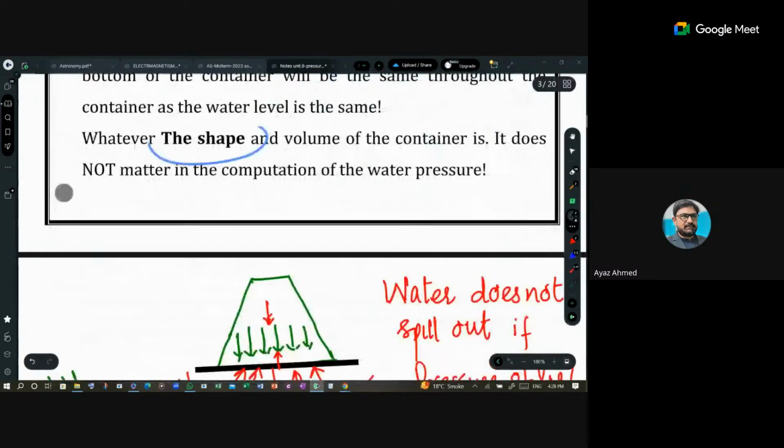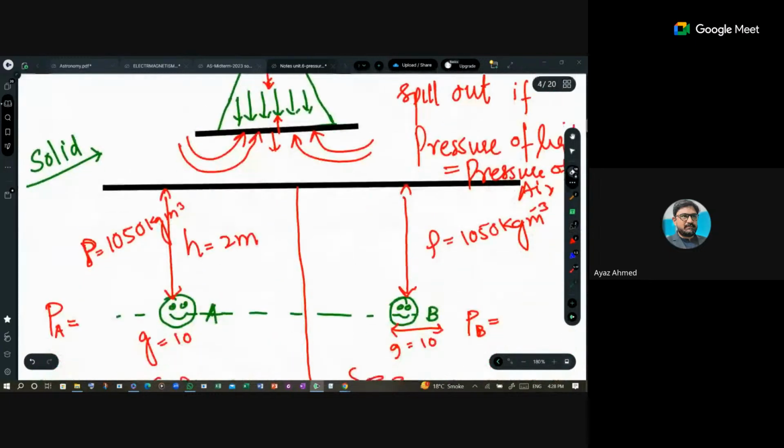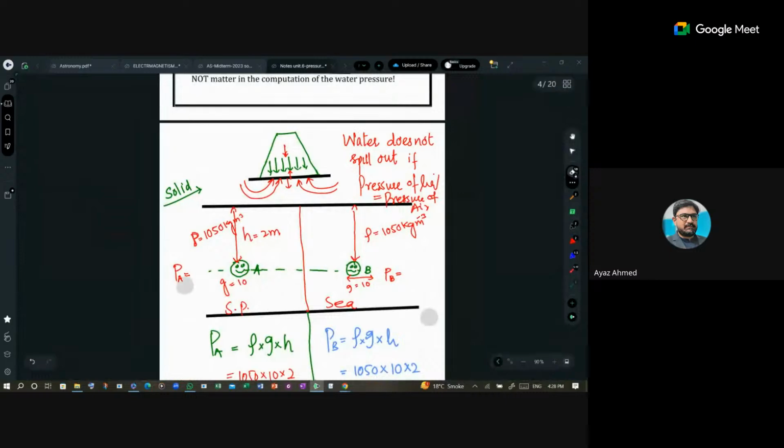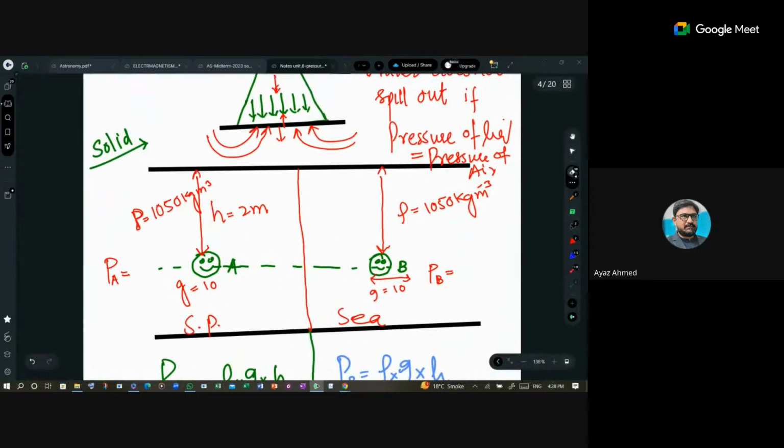So whatever the shape is, it does not matter. Here I have drawn some diagrams. For example, if a person is there, at this point, below the sea level or whatever that is, then this is a swimming pool and this is the sea.